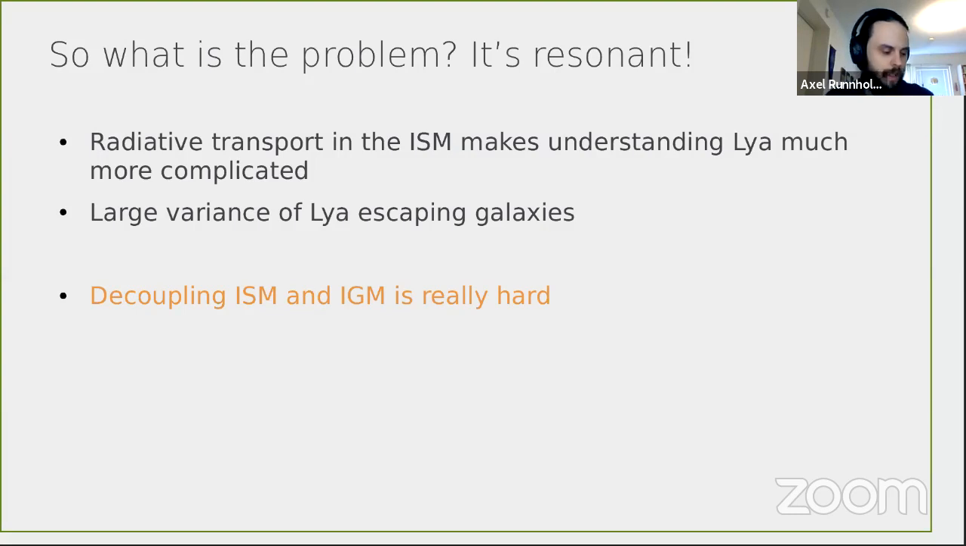So if the ISM is doing so much to Lyman Alpha, how can we tell what is caused by the IGM? What I will present is our project to try to understand the ISM part of it, and how Lyman Alpha escapes from local galaxies.